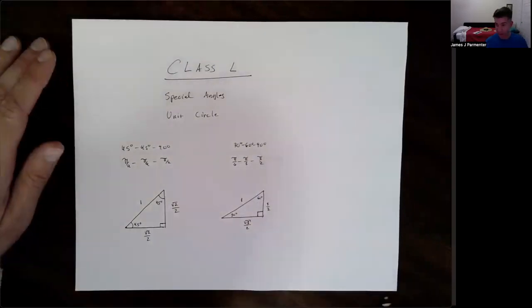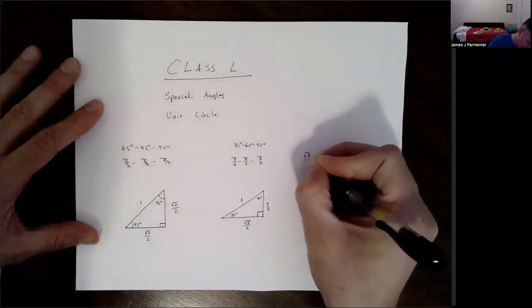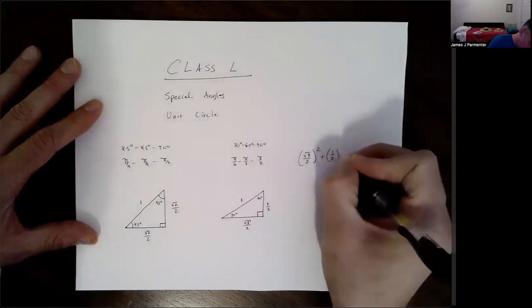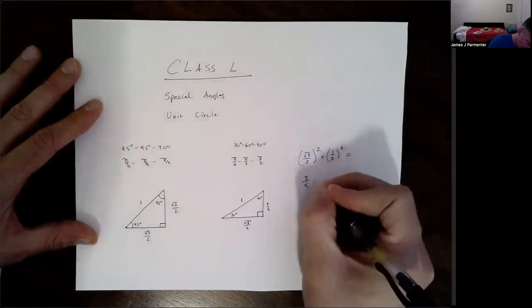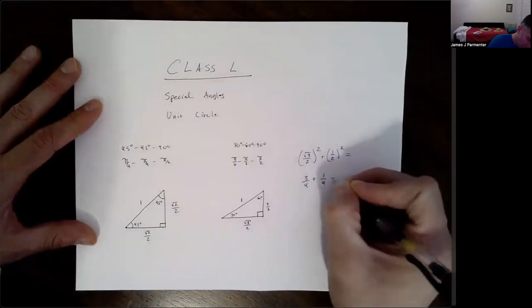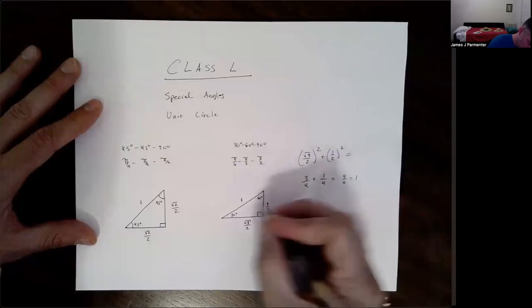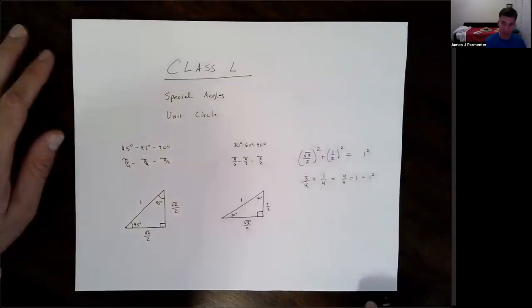You can check the Pythagorean theorem if you like, just in case anyone's curious. Root 3 over 2 squared plus 1/2 squared: square root of 3 squared is 3, 2 squared is 4, 1 over 2 squared is 1 over 4. 3/4 plus 1/4 is 4/4, which is 1, which is equal to 1 squared. So yes, this checks out. A squared plus B squared equals C squared.